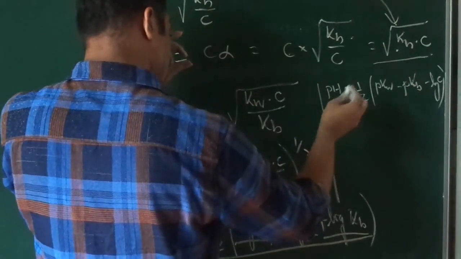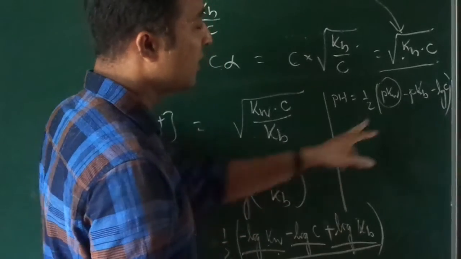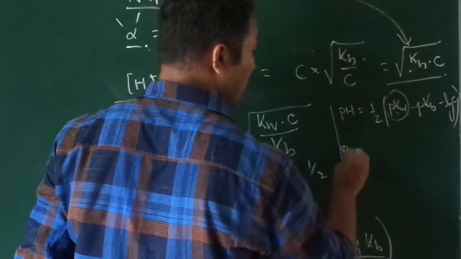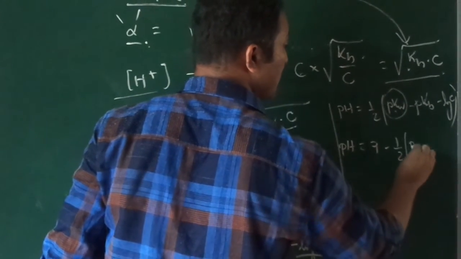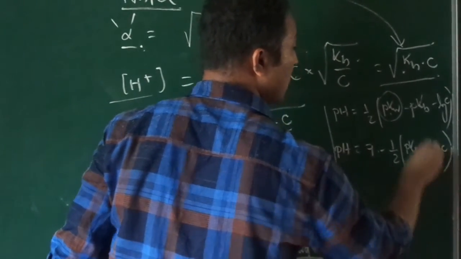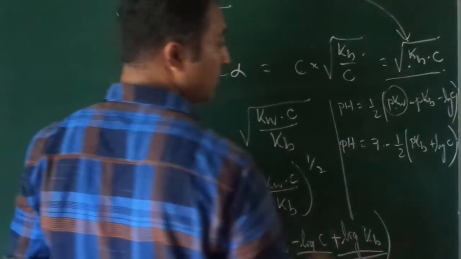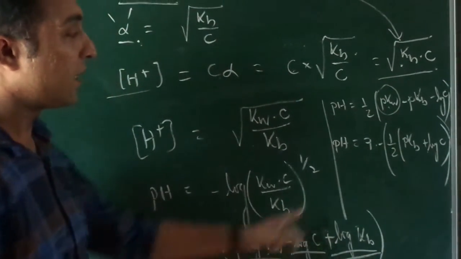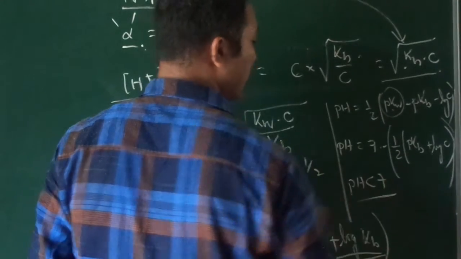Now see students, at 25 degrees Celsius, the value of Kw is 10 to the power minus 14, and thus the value of pKw will be 14. So half of 14 is 7, so you get pH is equal to 7 minus half of pKb. I have taken minus common here, right? Now students, if you see and check it out, something is being subtracted from 7, so the pH will automatically be less than 7. So you need to make it out.